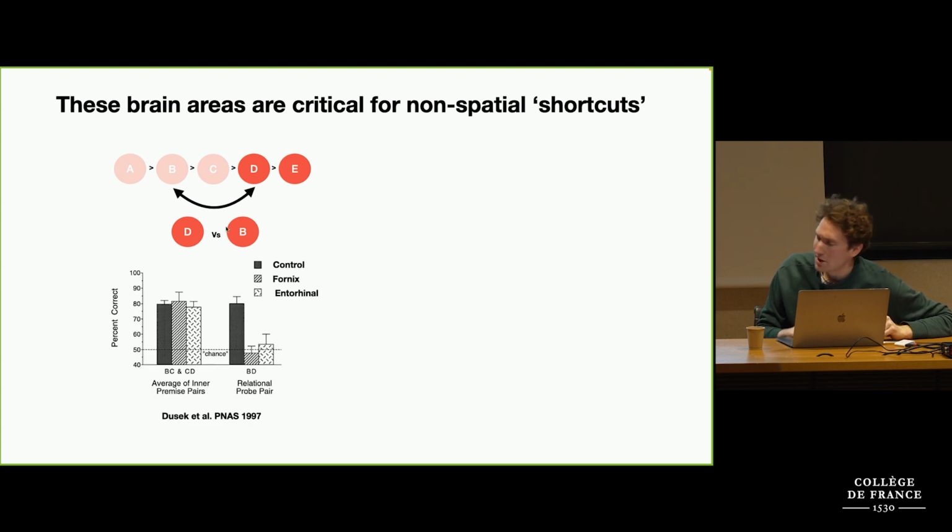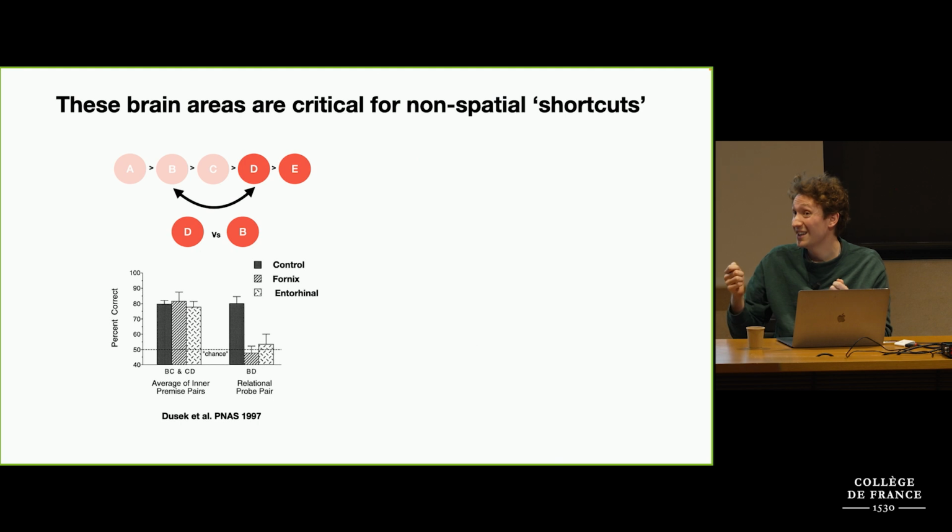So as I said, this ability to perform this chaining-like inference is critically reliant on the very same brain areas. If you lesion these brain areas, animals can still answer the exact same pairs that you told them. So that's this point here. But they're unable to make these chaining inferences that they've never seen before. So they can still memorize things, but they can't infer, i.e. take a shortcut.